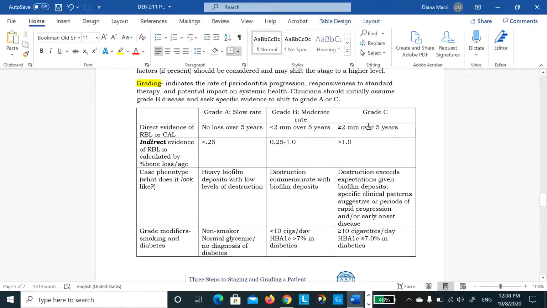Again, don't go too crazy as you're watching this. I get it that it's a little confusing. We're going to do 3 of these together in school next week. Also, additionally, we're going to look at the case phenotype. What does this look like in the mouth?